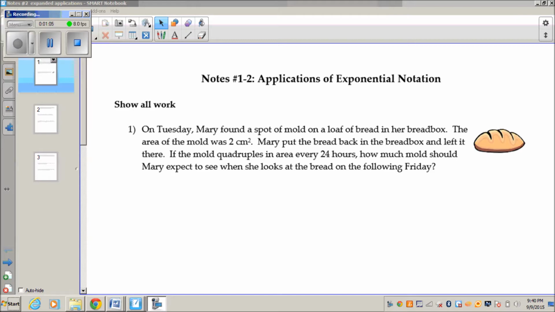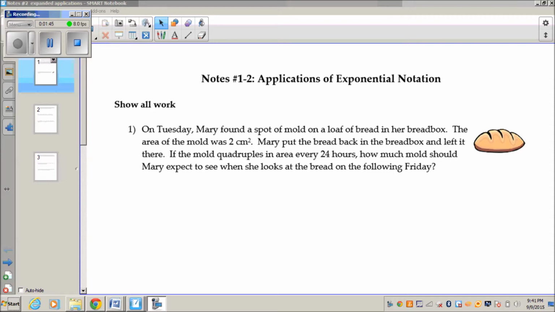So number 1, it says, on Tuesday, Mary found a spot of mold on a loaf of bread in her bread box. The area of the mold was 2 square centimeters. Mary put the bread back in the bread box and left it there. If the mold quadruples in area every 24 hours, how much mold should Mary expect to see when she looks at the bread on the following Friday?